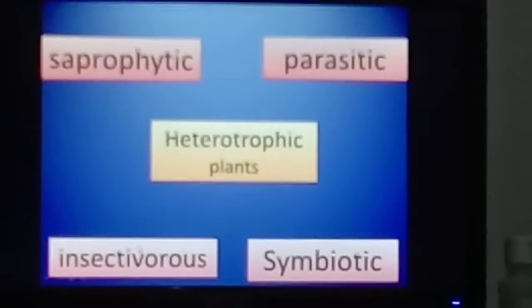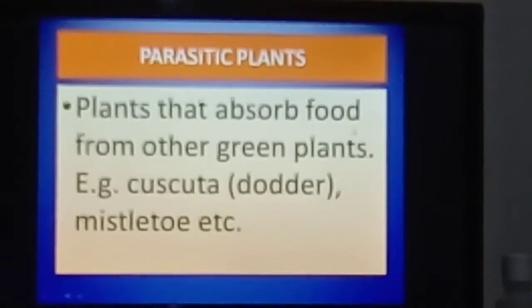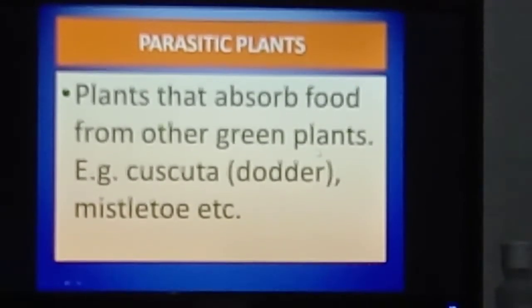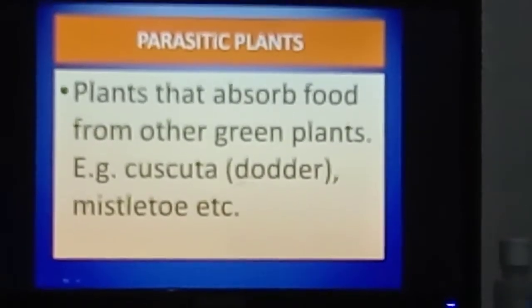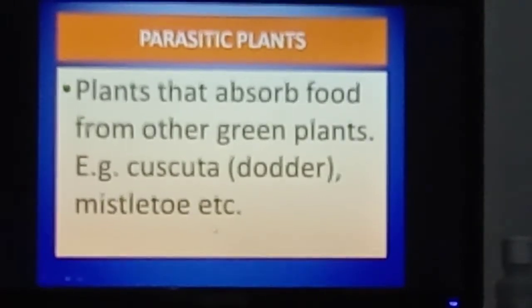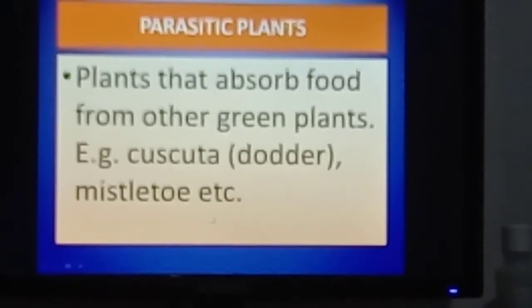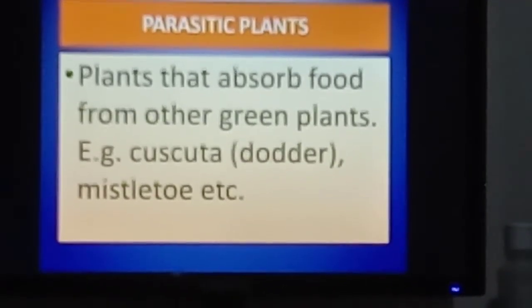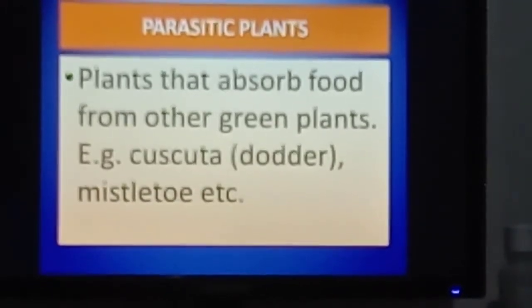To begin with, we have parasitic plants. Plants that absorb food from other green plants are called parasitic. Some of the most common examples are Cuscuta, which is also called dodder, mistletoe, etc. A parasitic plant may be completely or partially dependent on the host. Some parasites only need support or water from the host, while others depend on the host completely.